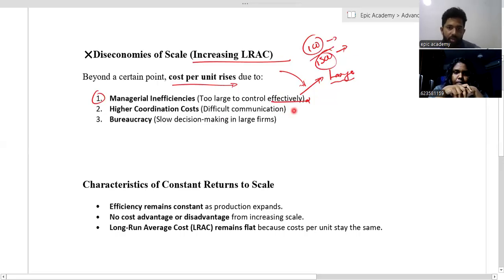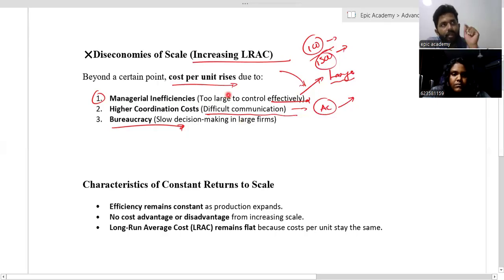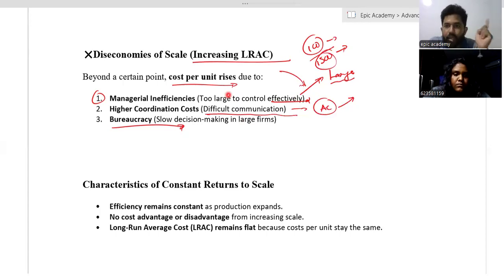Right? Coordination costs. It is difficult to communicate between a large number of workers, isn't it? So coordination costs also can be increased. It helps to increase the average cost. Then it becomes diseconomies of scale. And some different types of bad behaviors of the workers. Their discipline, activities related to financial transactions can occur. You can identify some bribery activities related to government organizations.